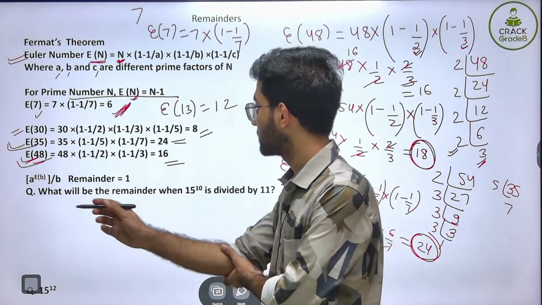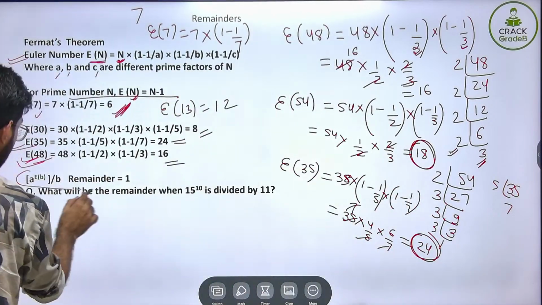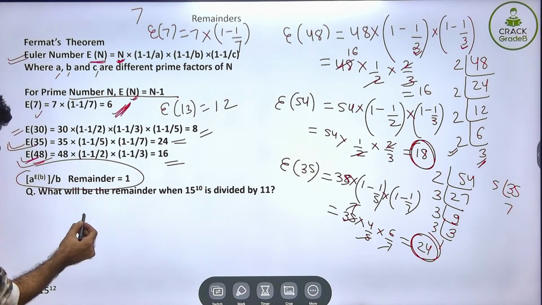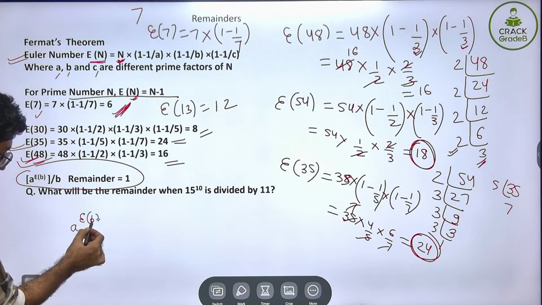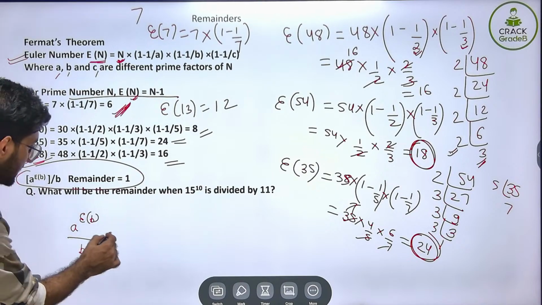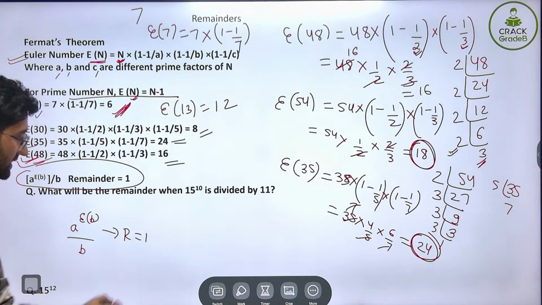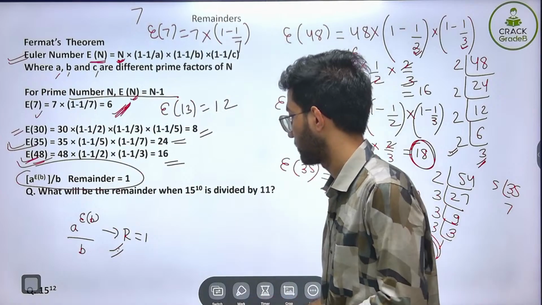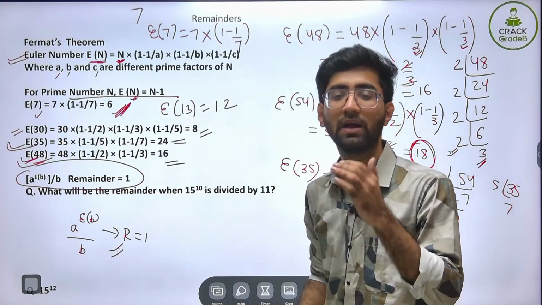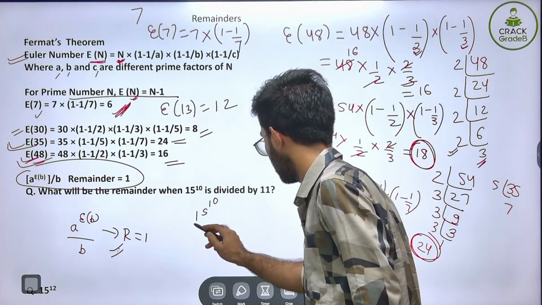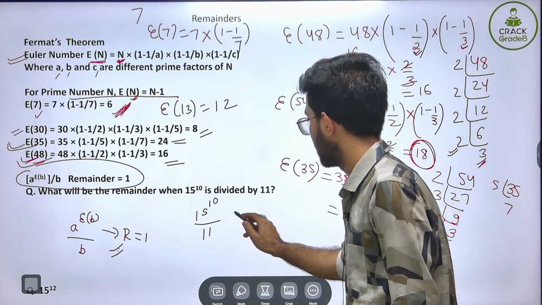Now let us look at the theory. Fermat's theorem says that if you divide a to the power Euler number of b by b, you will get remainder as 1. Let us understand Fermat's theorem by taking a simple question. You have to answer what will be the remainder when 15 to the power 10 is divided by 11.